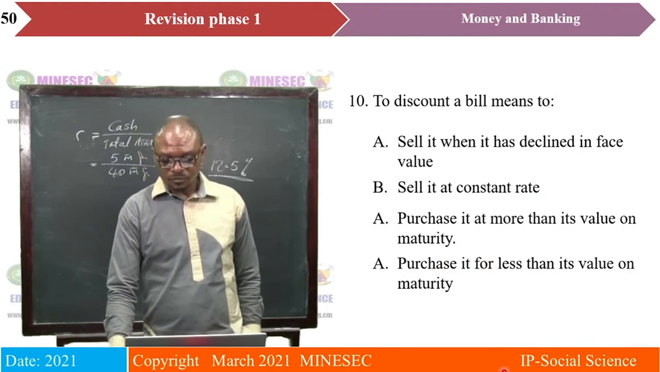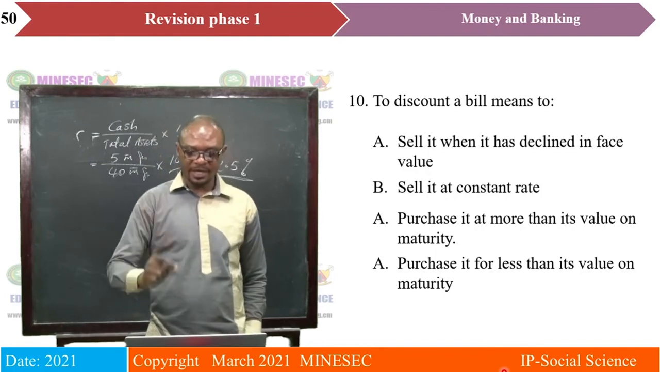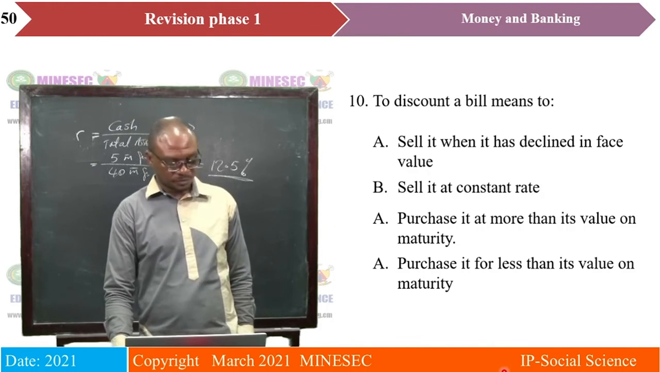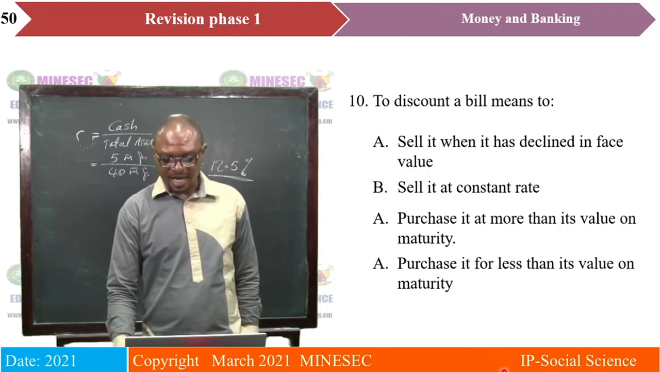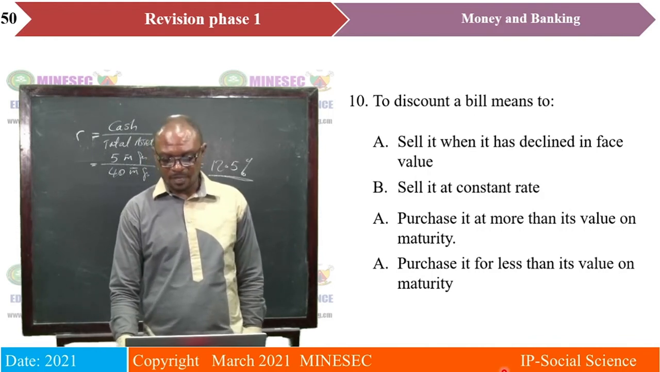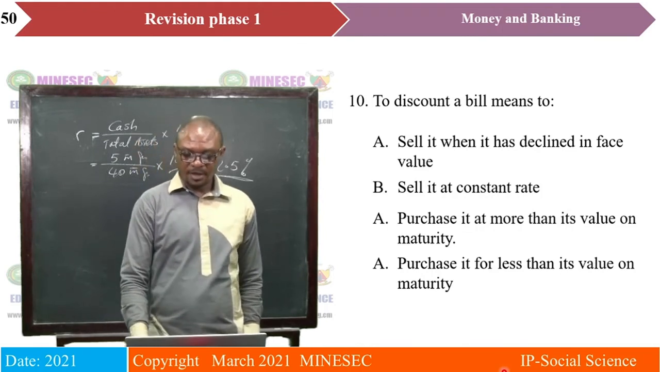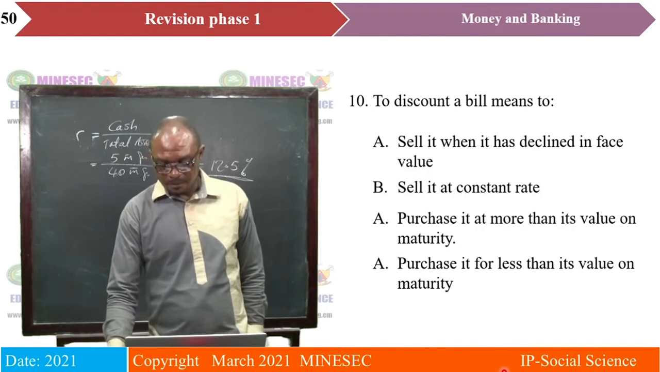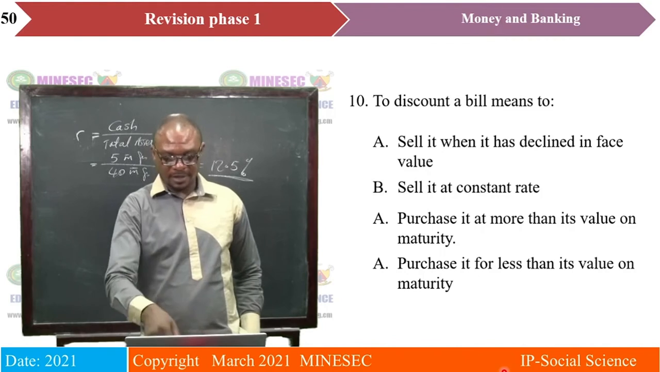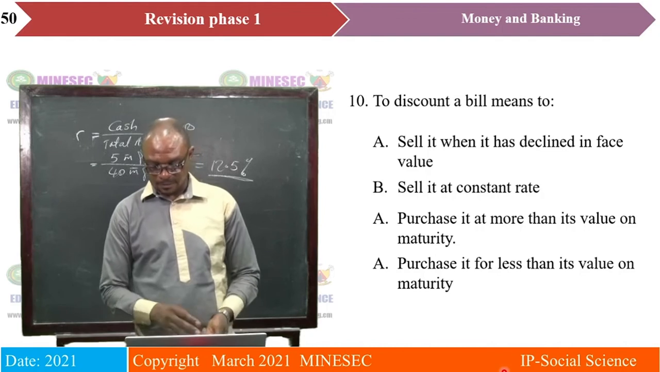Question 10. To discount a bill means to A, sell it when it has declined in value. B, sell it at constant rate. C, purchase it at more than its value on maturity. And D, purchase it for less than its value on maturity.